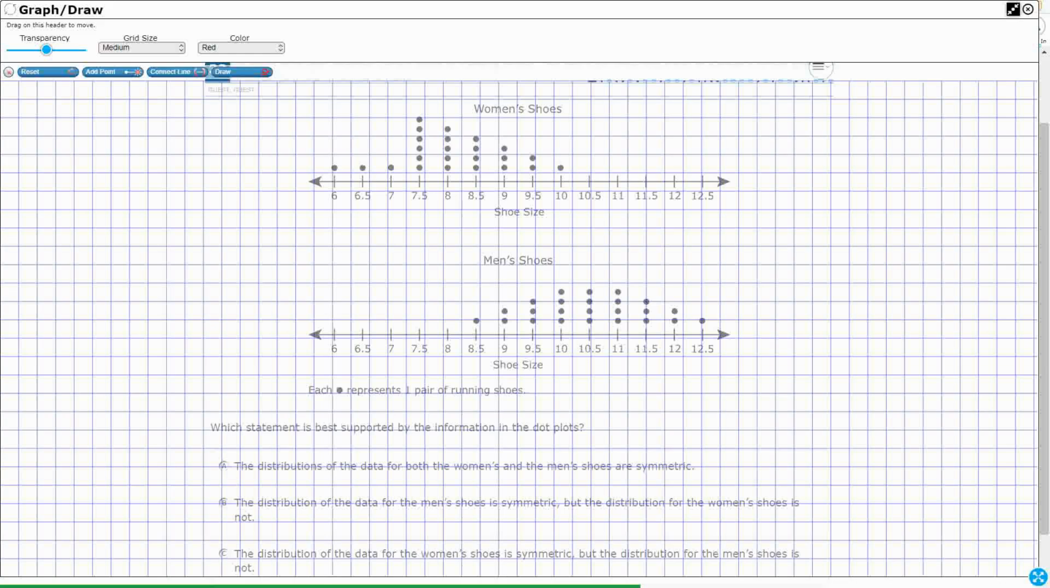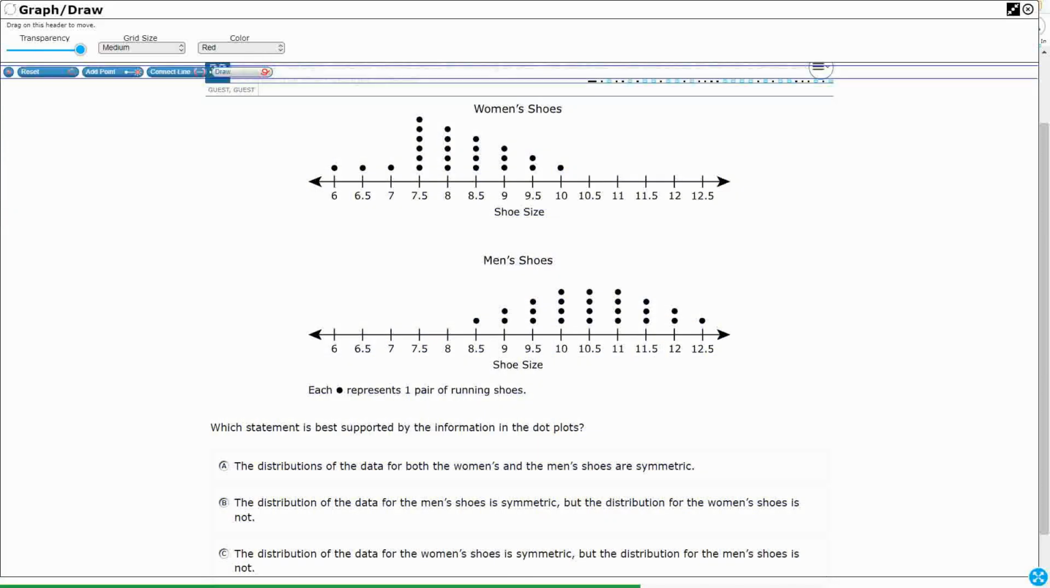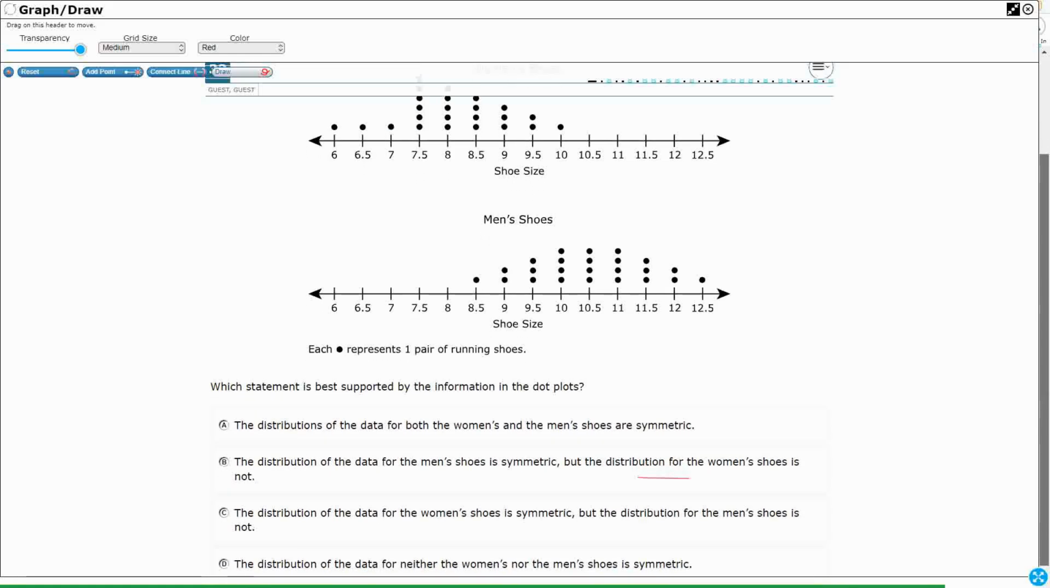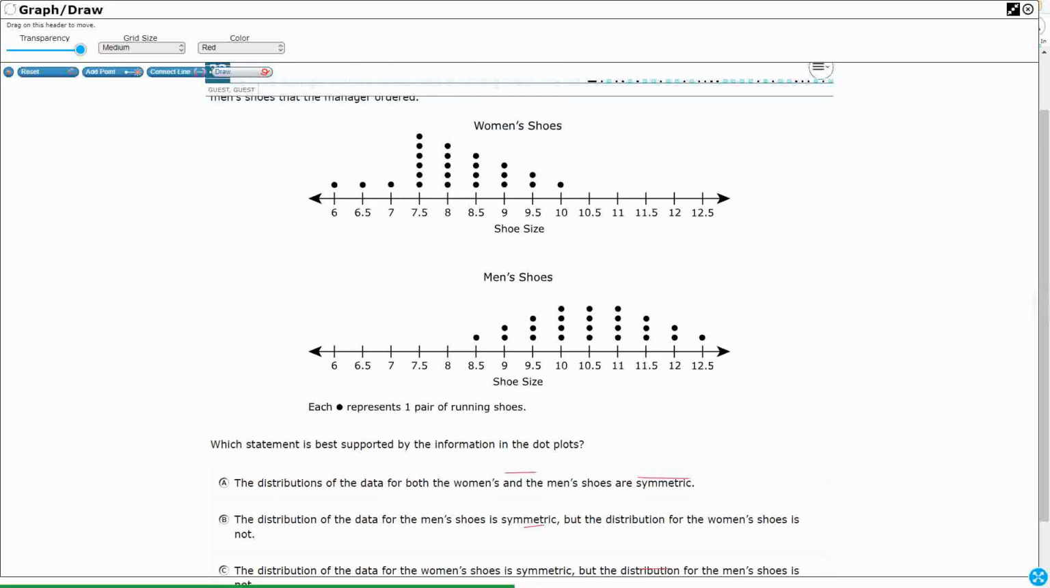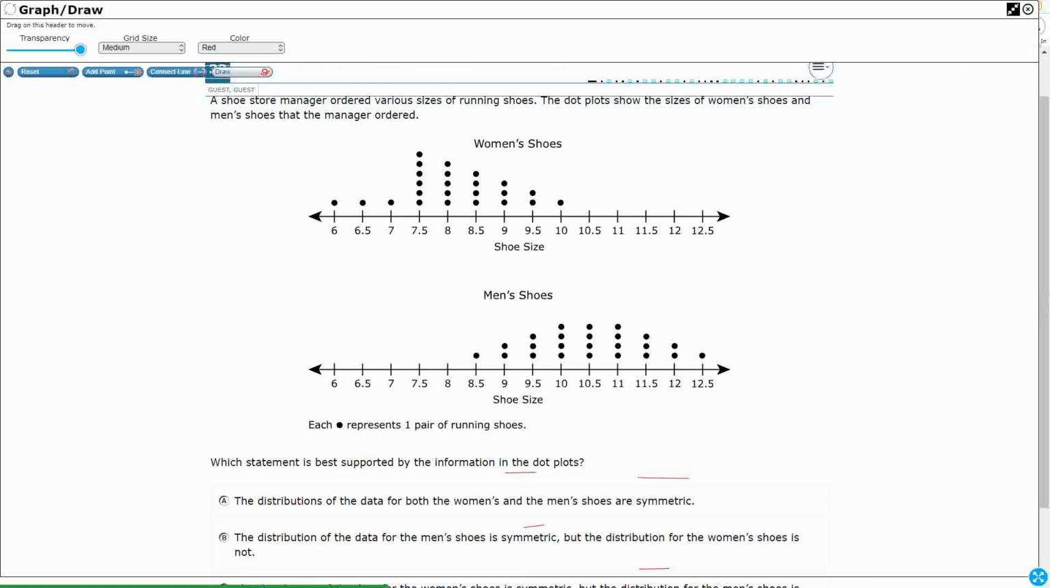So let's take a look at what we're being asked to do here. We've got 4 statements, and only one of them is going to be best supported by the information on the dot plots. The distributions of data for both men's and women's are symmetric. All right, so that's going to be our key term, because if we take a look at all of these, we've got symmetric, symmetric, symmetric, symmetric. That's it. We're not looking for median. We're not looking for mode, mean, range, any of that. We're just trying to figure out what is or is not symmetric. So that's going to be our work for this particular problem.